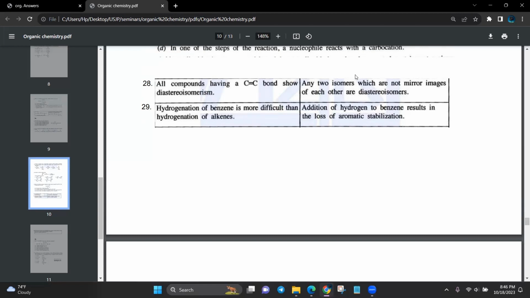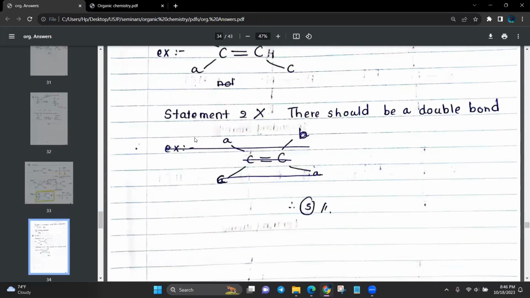Any two isomers which are not mirror images of each other are diastereomers. That is also wrong, because what if there is an sp3 carbon atom, but those are having similar groups, so they are not optical isomers and they are not mirror images. But just because they are not mirror images, they are not diastereomers because there is no double bond, right? So likewise, we can say this statement is wrong. Both statements are wrong, right? So it's answer number 5.